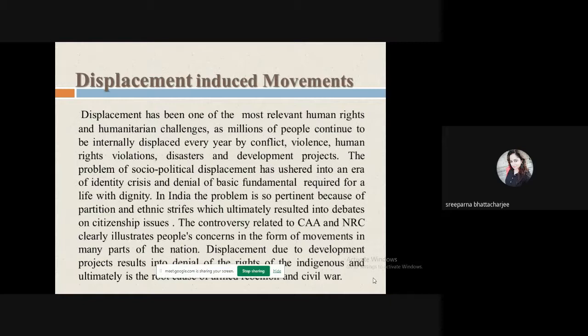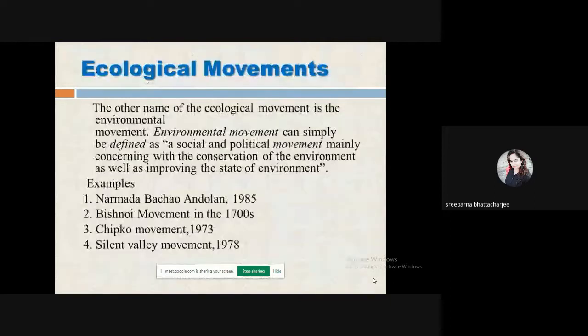And some of the displacements are related to development projects, where due to the development projects, people are forced to leave their places. It is mostly the case with the tribal population. And there is very little effort on the part of the state for their rehabilitation. So this has also resulted in a kind of movement. That is why it is known as displacement induced movement.